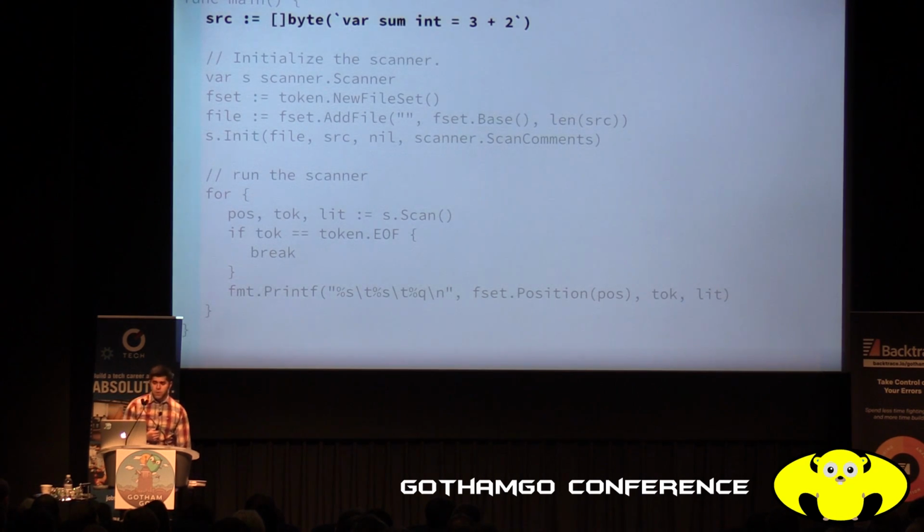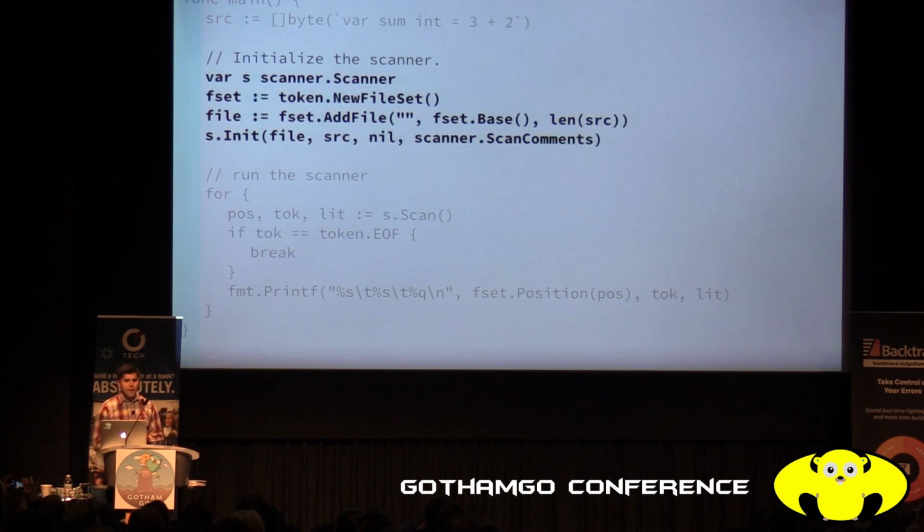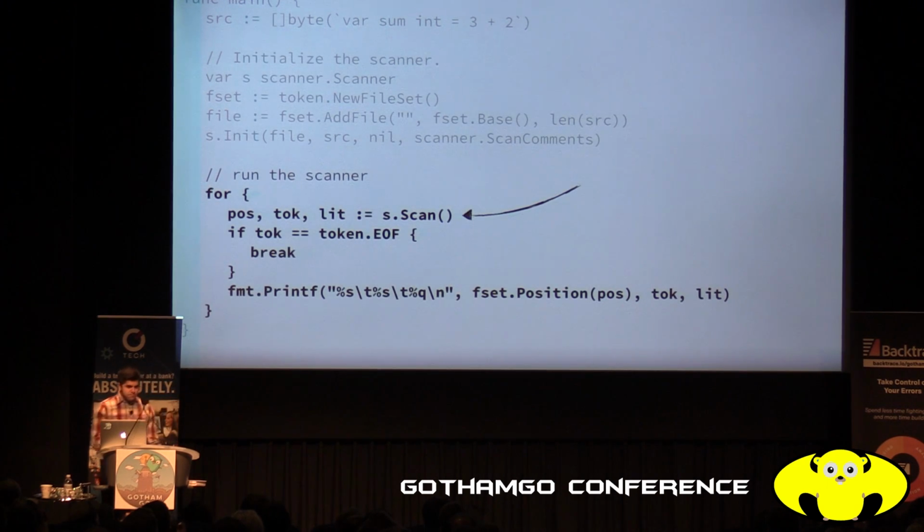This is an example code. Basically, you define a slice of bytes with your source code, and then you initialize the scanner. You say, I'm going to create a fake file and add this source, and scanner, if you also see any comments, please scan them as well. This is the signature. You call s.Init, and once you call it, in a for loop you can start scanning. Every time you call the Scan method, it gives us a position, a token, and a literal. We continue until we get the special token called EOF, end of file, and then we have to stop there.